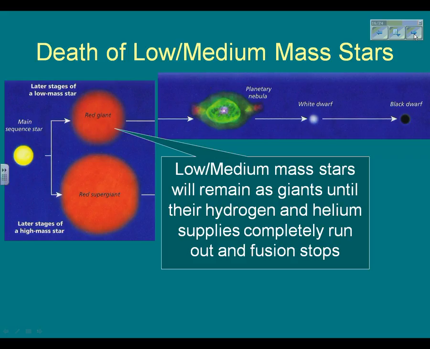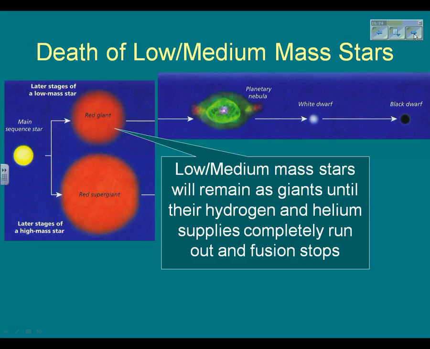Stars like the size of our sun and lower, low to medium mass stars, grow big. They become red giants. We just talked about that. What happens next? The question is underneath the first picture there. How long will stars continue as giants? Until it runs out of stuff to fuse together.